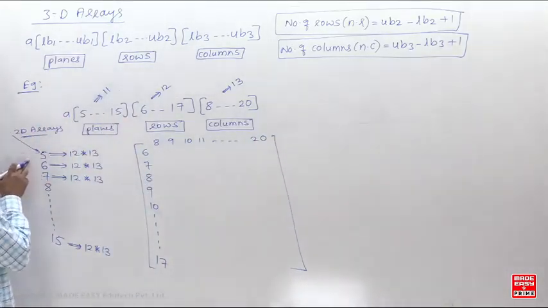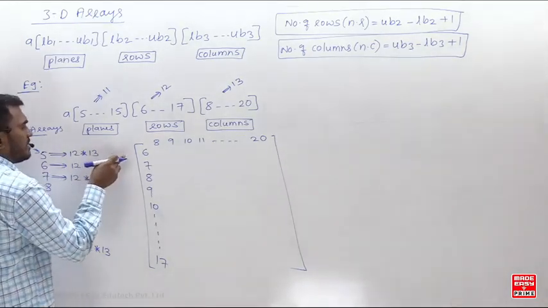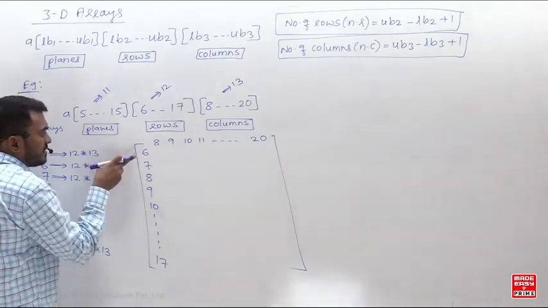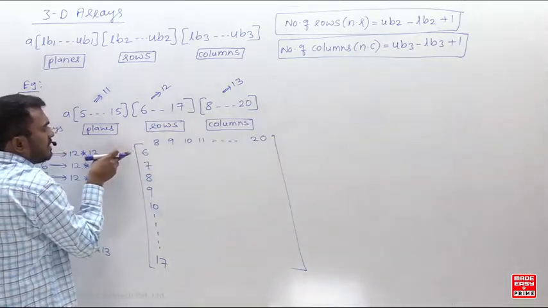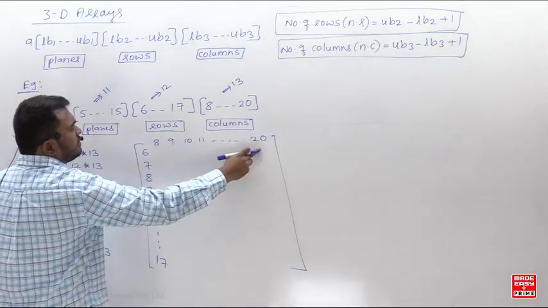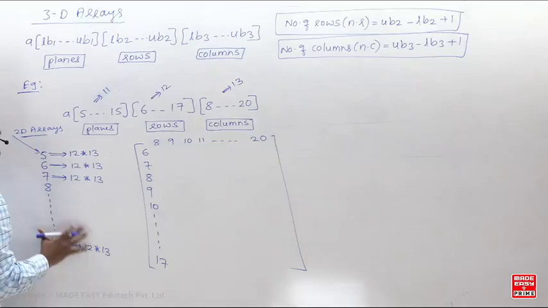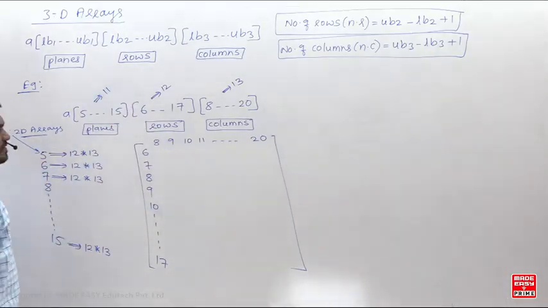So understand here. This is each 2D array, having 12 into 13 elements. And each 2D array, if you observe, will look like this. This many rows are there and this many columns are there. Row number starts from 6 to 17 and column number starts from 8 to 20. So copy this one carefully.